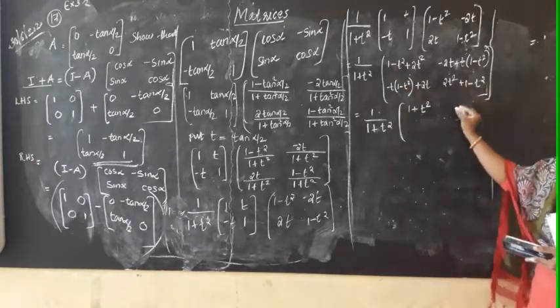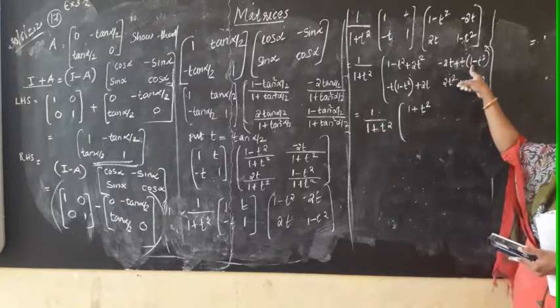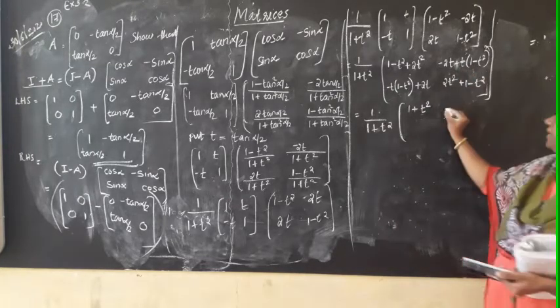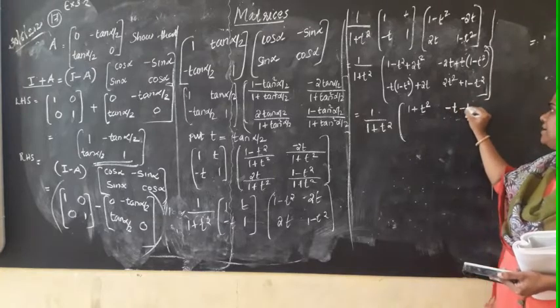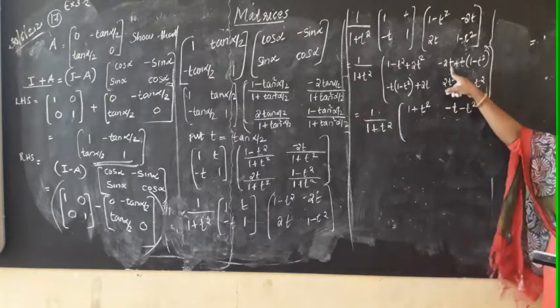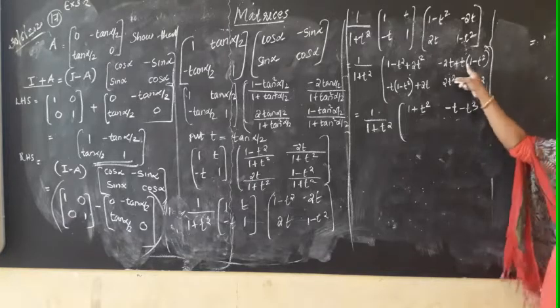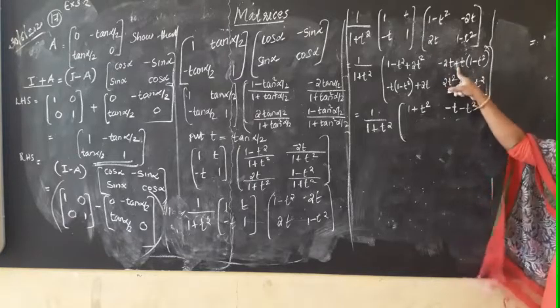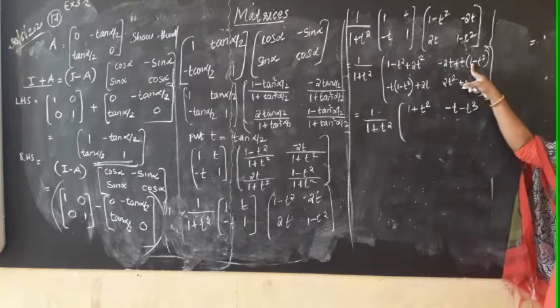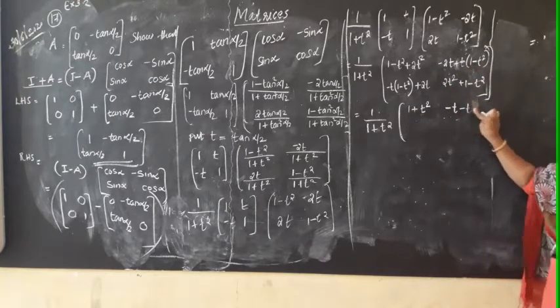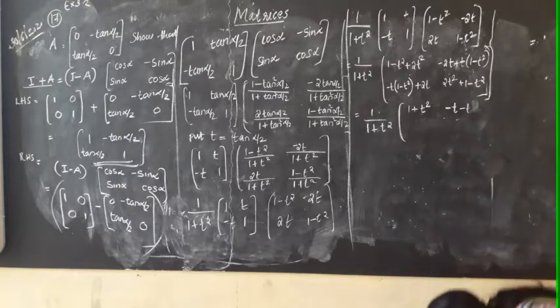How to write it here? That will become minus 2t plus t, minus 2t plus t minus t minus t square. Minus t square. Then minus 2t expand, so it is t cube. When we expand it, what we get there? Minus 2t minus t, that is minus t. T into minus t is minus t cube.